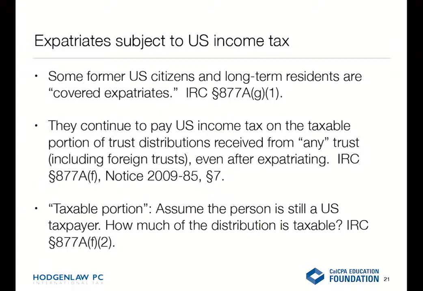And then, as I mentioned, expatriates, former citizens, and long-term residents, some of them are covered expatriates. The ones who are covered expatriates have to continue to pay U.S. income tax on the taxable portion of trust distributions even after expatriating. So the U.S. tax system can continue to tax them on distributions from foreign trusts, even though they're no longer U.S. persons. And to determine the taxable portion, you have to assume the person is still a U.S. taxpayer, and then calculate how much of the distribution is taxable.